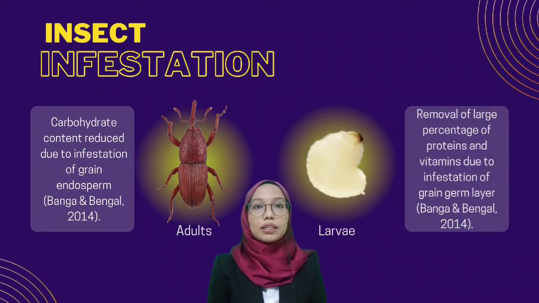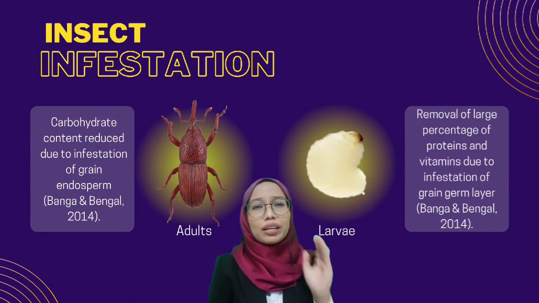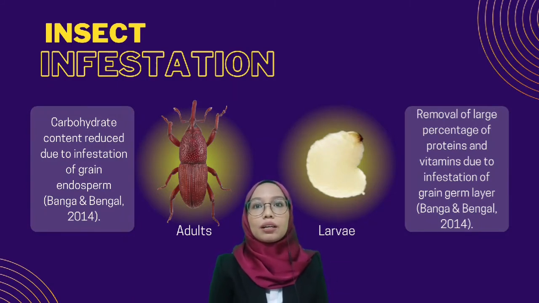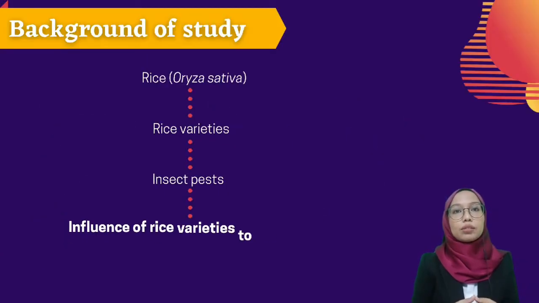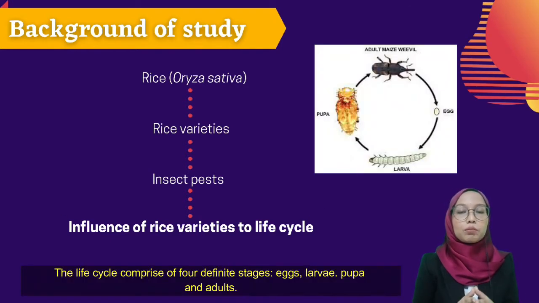The adult weevil infestation can cause a significant reduction of carbohydrate content in rice. Meanwhile, the larvae minimize the nutritional value of rice as they remove a large percentage of protein and vitamins in the germ layer, which can reduce the grain weight and the rice quality. Previous study by Singh 2017 proposed that a completed life cycle actually depends on the rice variety on which the insect is thriving. The life cycle of Sitophilus species is quite similar, comprising 4 definite stages, which are egg, larva, pupa, and adult.